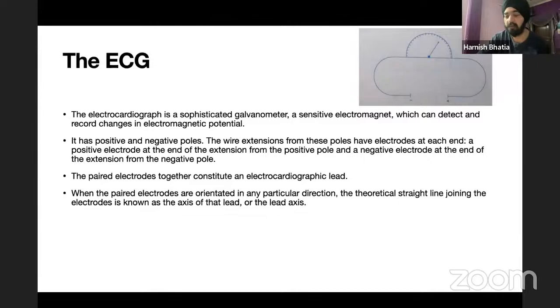When the paired electrodes are oriented in any particular direction, the theoretical straight line joining the electrodes is known as the axis of that lead, or the lead axis. So it's always from negative to positive. In this particular figure, the axis is going to be in this direction, from negative to positive. So horizontal like this. If these two electrodes make a lead, the axis is going to be this. This is clear. This is not to be confused with the electrical axis of the heart. This is the axis of the lead.